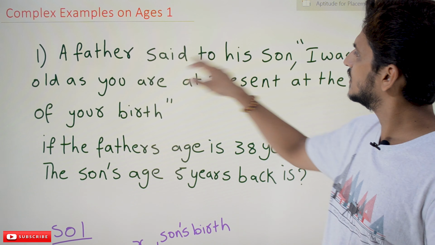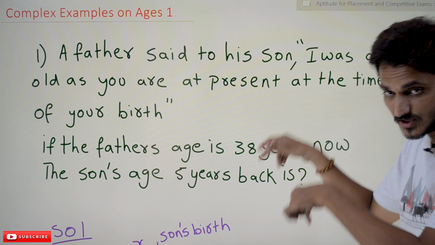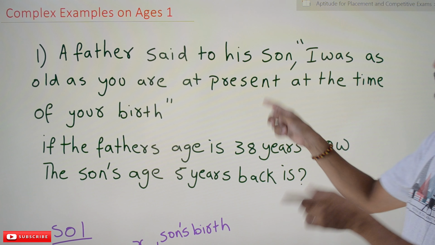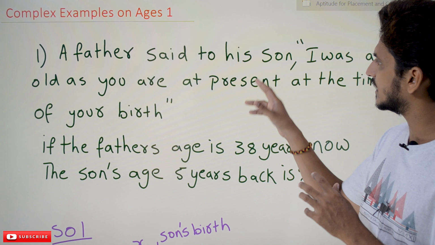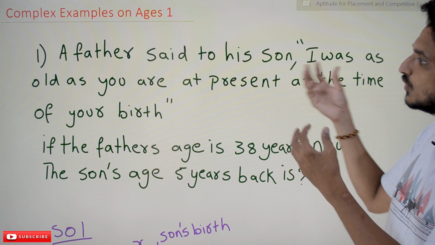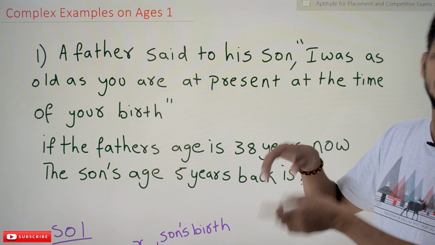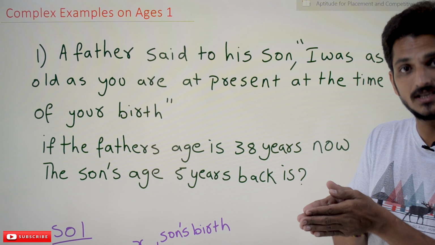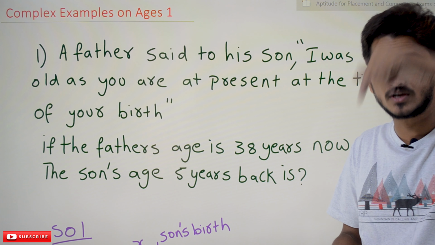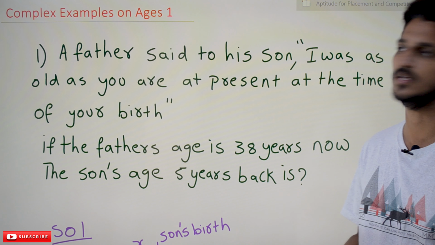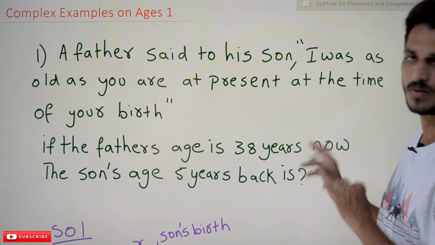A father said to his son, I was as old as you are at present at the time of your birth. From this statement we understand that the father's age is the same as his son's age today at the time of the son's birth. That is what the statement says. If the father's age is 38 years now, what was the son's age 5 years back?